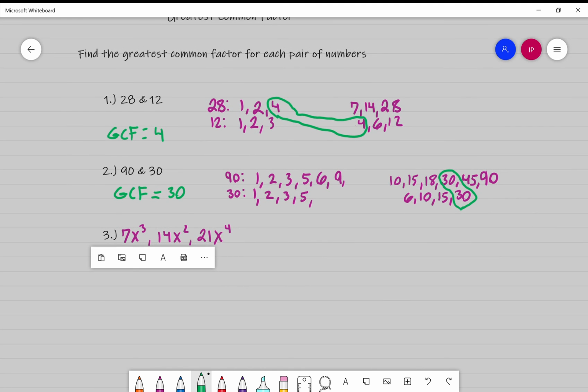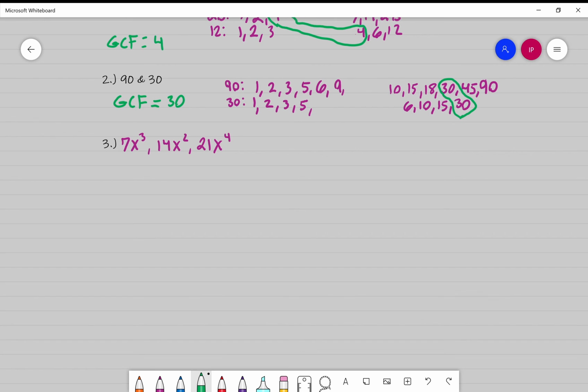Alright, so let's move on to number 3. Number 3 is interesting because we're given a number and a variable at the same time. So what I like to do on this problem is break it down into components. I like to find out what's the GCF between my numbers first.